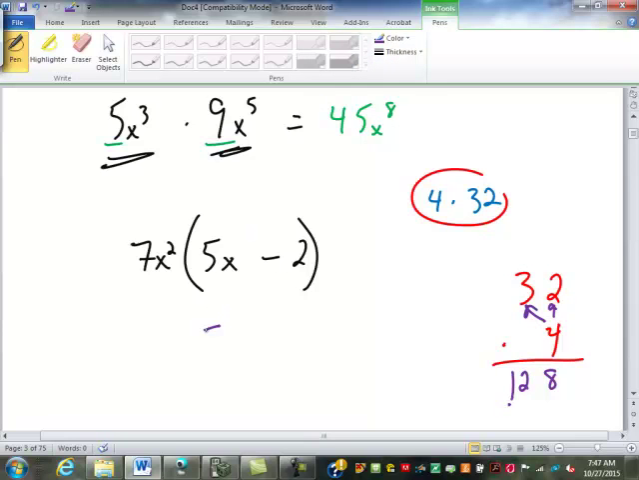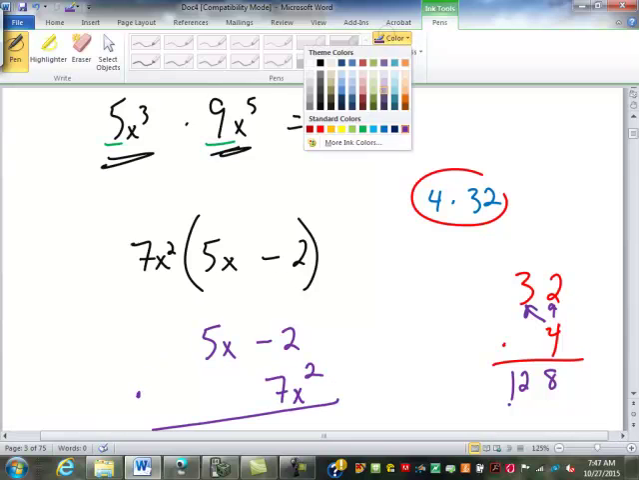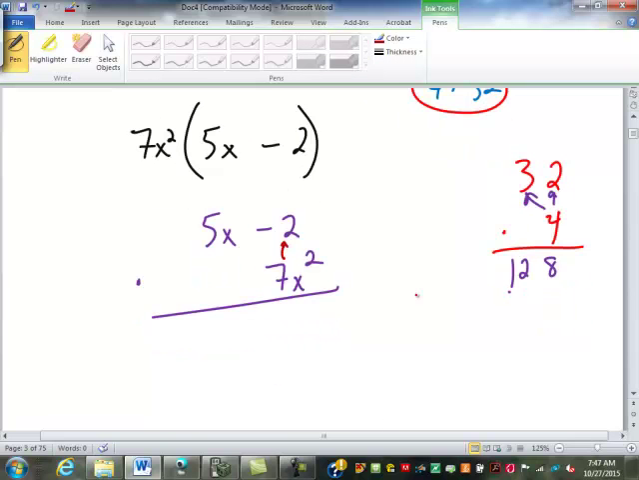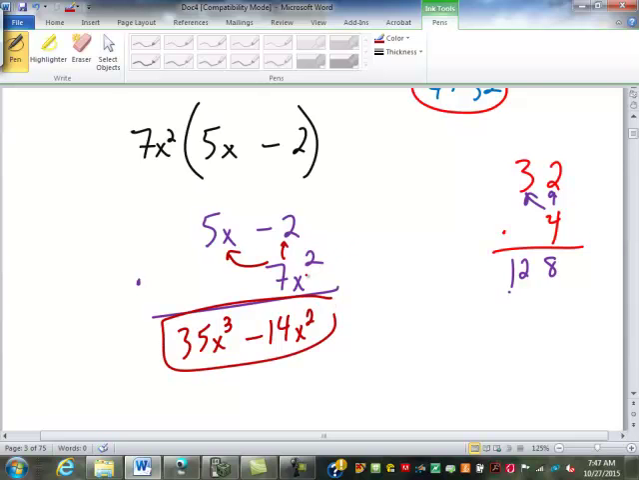Over here, I can do the exact same thing. 5x minus 2 times 7x squared. And do 7x squared times, that's not 2 though, that's negative 2, is going to be a negative 14x squared. 7x squared times 5x, 35. 7 times 5 is 35. X squared times x is x to the third, or x cubed. Just like multiplying whole numbers.